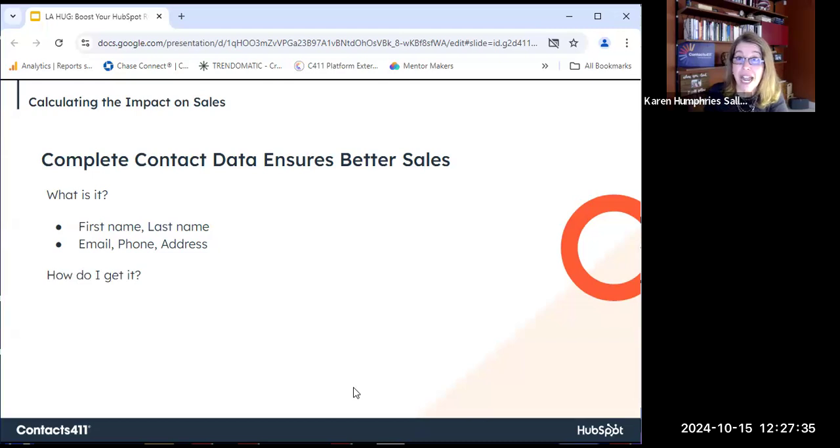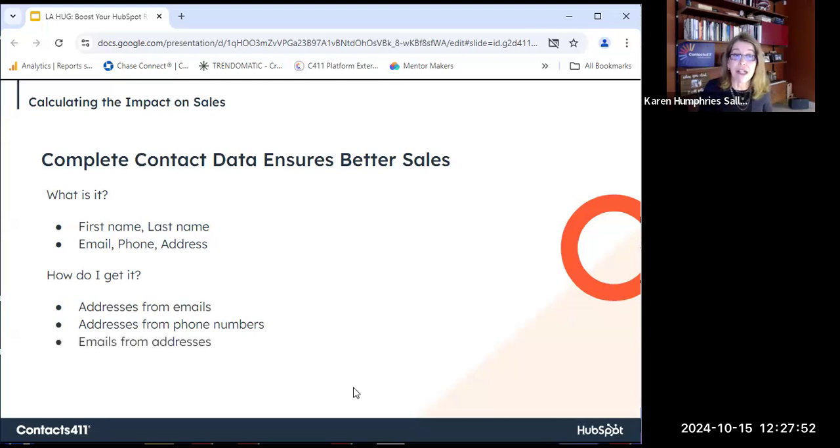So how do you get it? Well, first, you can ask for it, right? Or, if you've got emails, you can get addresses from emails. You can also get addresses from phone numbers. This is what data enrichment is all about. You can get emails from addresses.